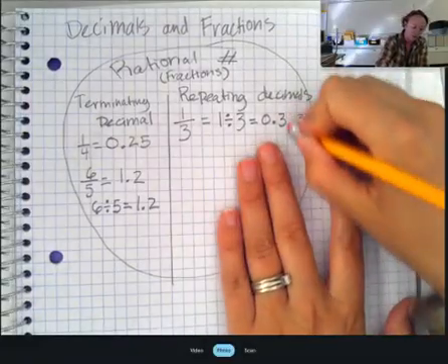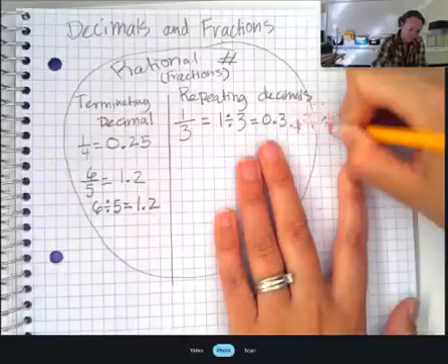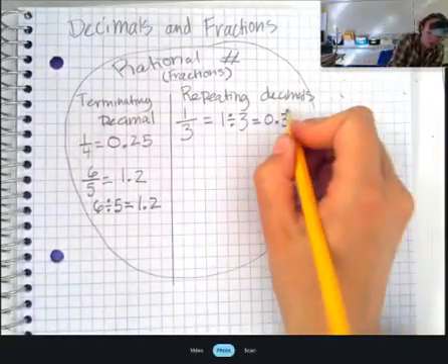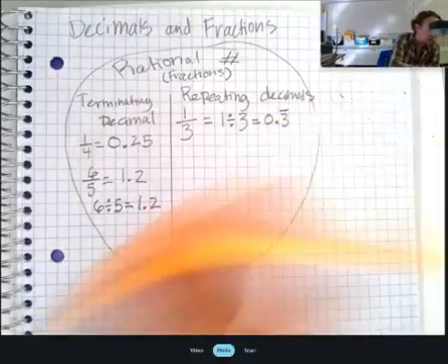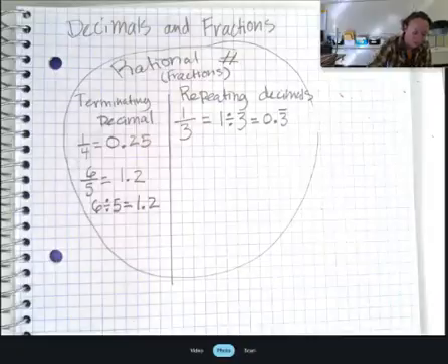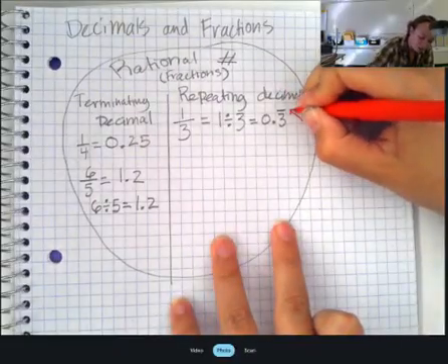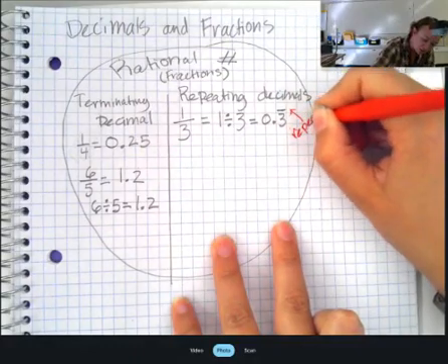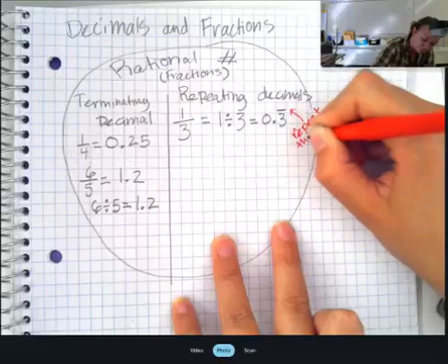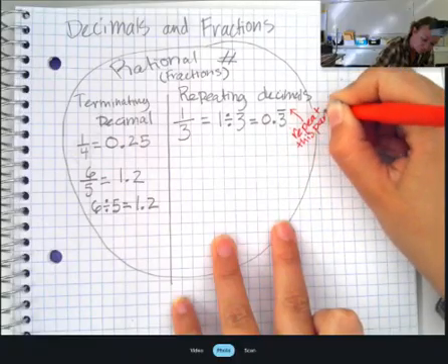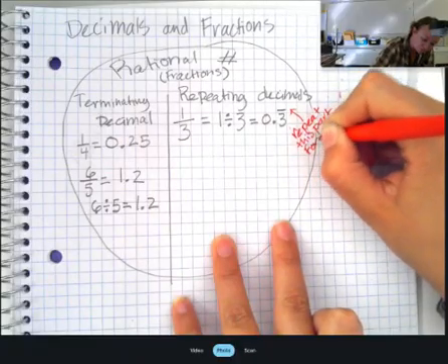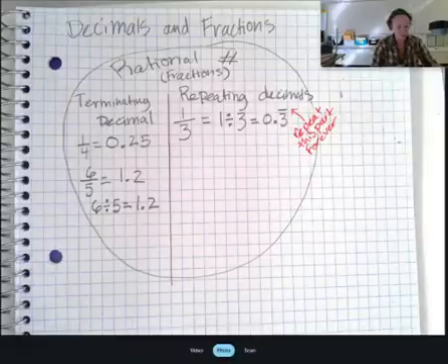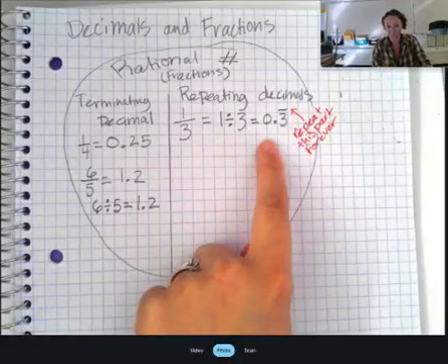Now, we don't actually want to write all those threes. No way. Instead, we're going to put a line above the 3. And what that line means is that we repeat this part forever. Okay. So that one's pretty common, right? You've probably seen that before.